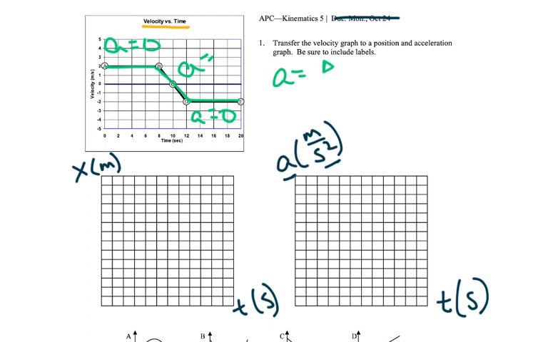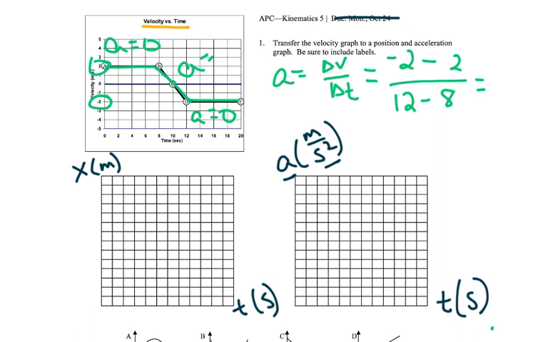Again, acceleration is the change in velocity over the change in time. So we look at our final velocity, which is negative 2, minus our initial velocity, which is a positive 2. And we're going to divide that by our change in time. Our final time is 12 seconds. Our initial time is 8 seconds. So what I get here, if I add the opposite, is a negative 4 divided by 4, or a negative 1 meter each second squared. That is the acceleration this whole time interval.